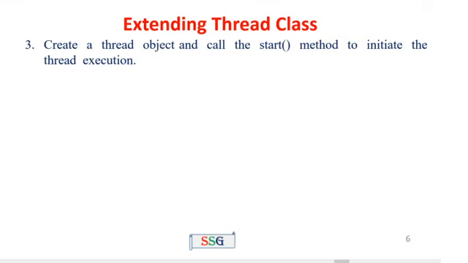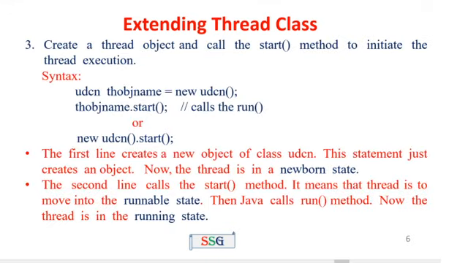The third step is to create the thread object and call the start method to initiate the thread execution. The syntax for this: first of all we have to define one class, that is the user defined class name. Then we have to create the object for the user defined class: user defined class name, thread object name, that is a user defined object name, equal to new user defined class name. First we have to create the thread object, then call the start method using that object name, that is thread object name dot start. That means this statement calls the run method.